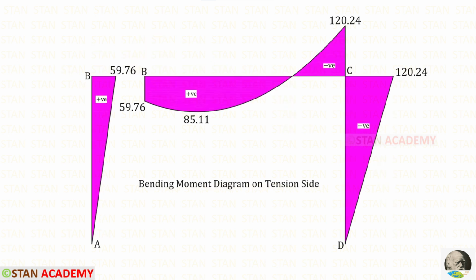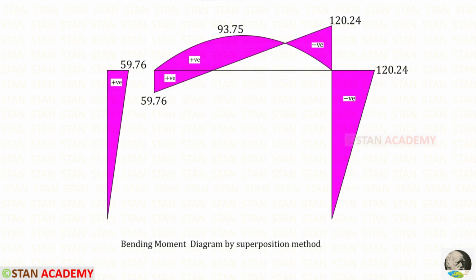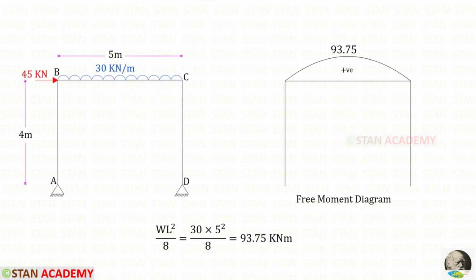If we make the diagram upside down, that means in the opposite direction, that is called the bending moment diagram on the tension side. Alternatively, we can easily draw the bending moment diagram by the superposition method. For that, first we need to draw the free moment diagram.